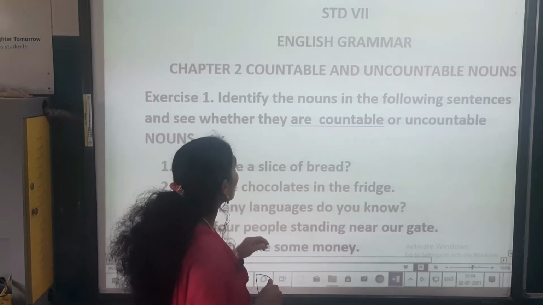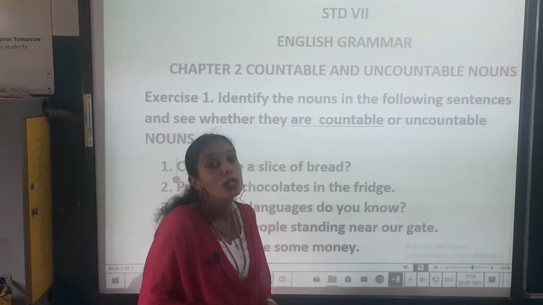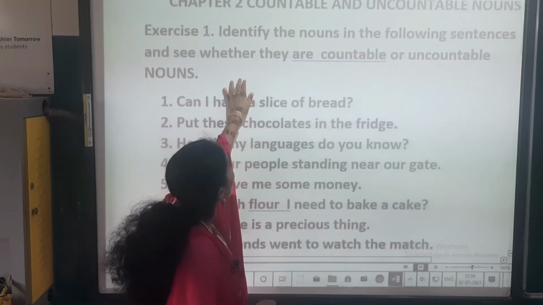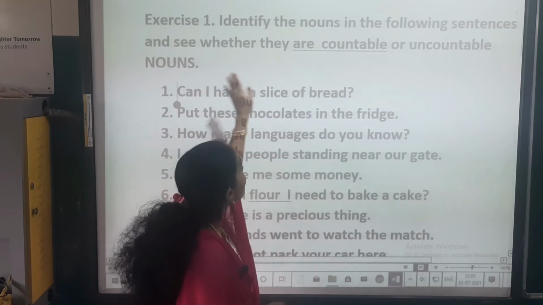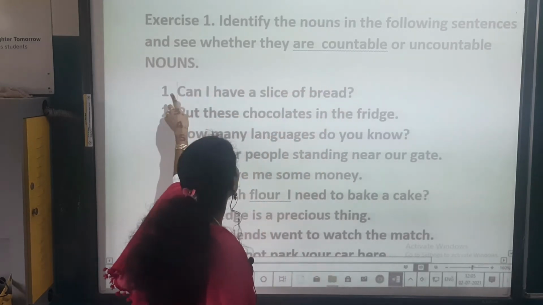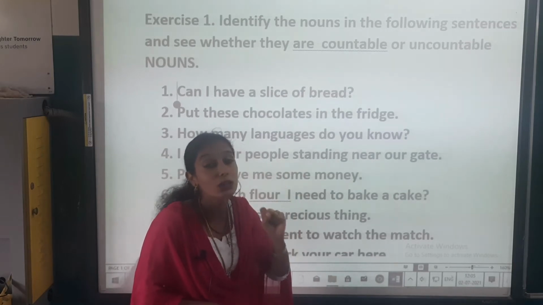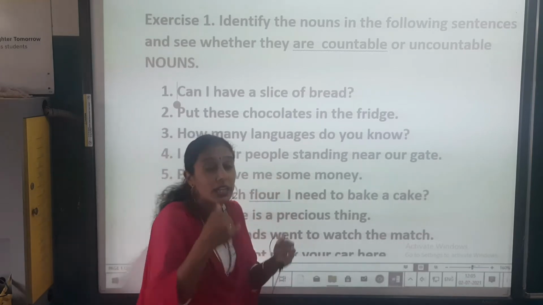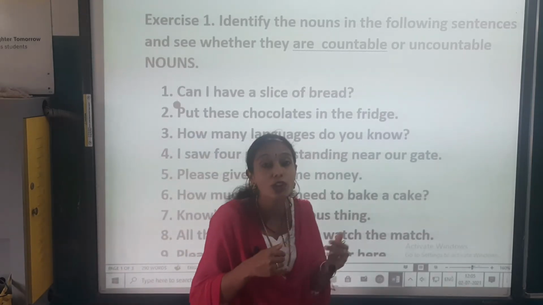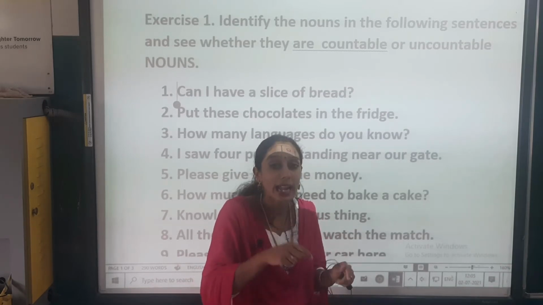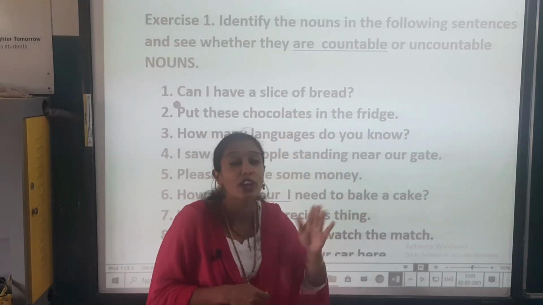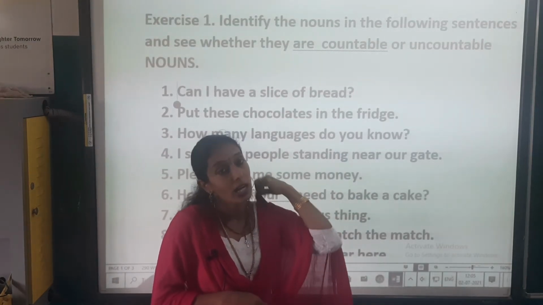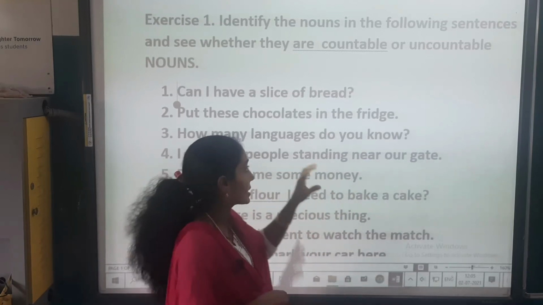So children, all of you take out your English grammar textbook. We'll start with exercise 1. Identify the nouns in the following sentences and see whether they are countable or uncountable nouns. You have to only pick out the nouns. After you pick out the nouns, below the exercise you have a table given. In that table you have to classify whether each comes under countable or uncountable. Accordingly, you write it in that table.